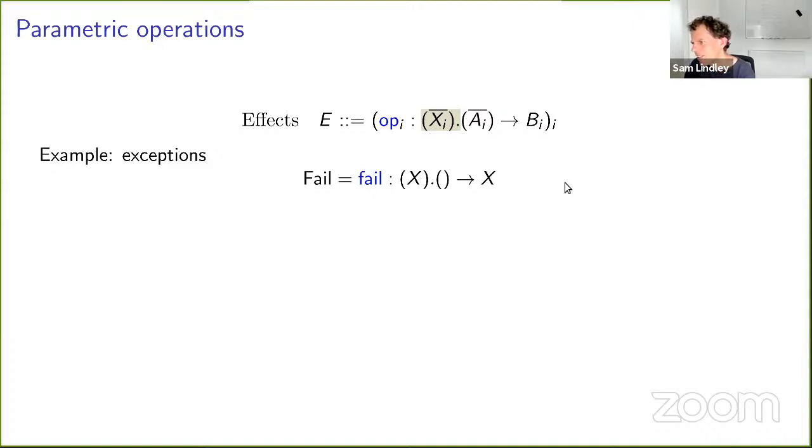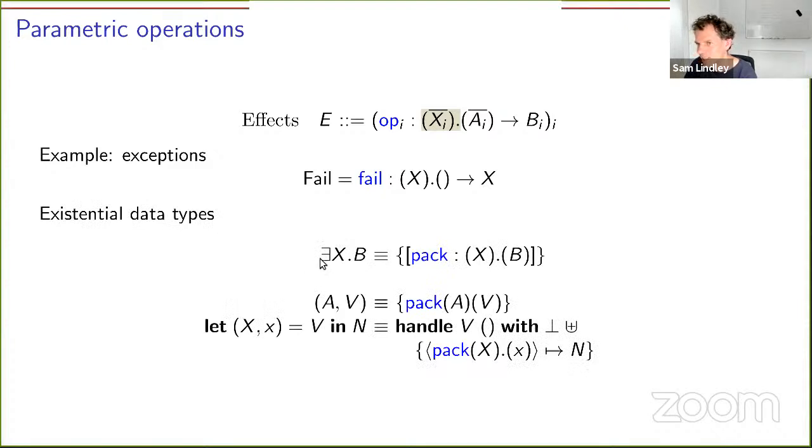And you might think that you could encode polymorphism with these, but you can't. Because really what these things are existentials. So here's the encoding of existentials using this extension with parametric operations. And I suppose the point is when you're building these data types, and when you invoke an operation, you're really just packing up an existential.